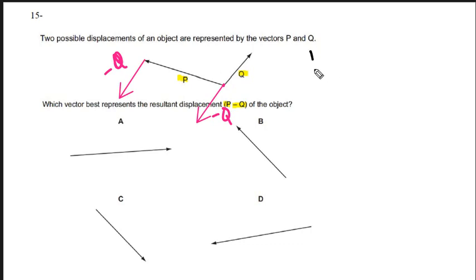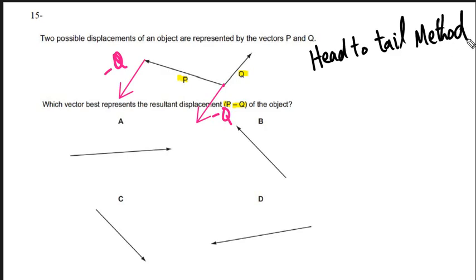So we can use the head to tail method. So this is vector p, this is minus q. We need to add these two vectors. Our resultant vector will start from the tail of the first vector to the head of the last vector. Let me clean this a little so you can see it more clearly. So this will be the resultant vector.